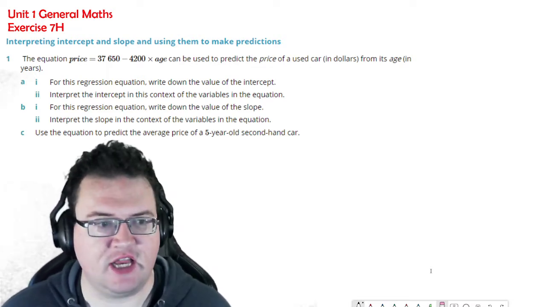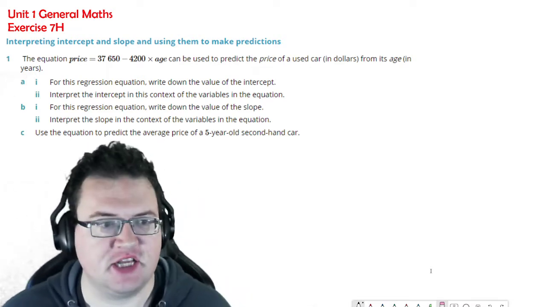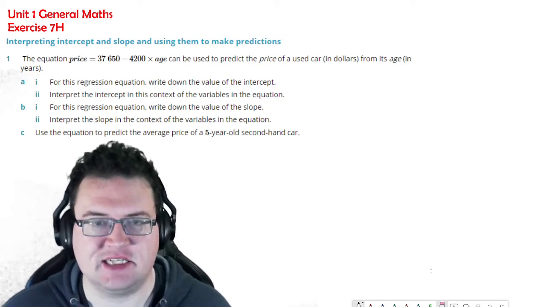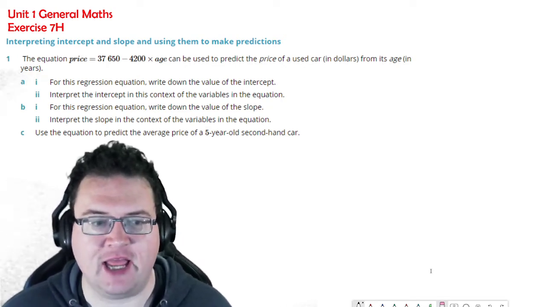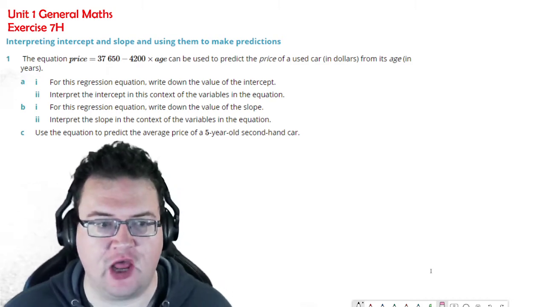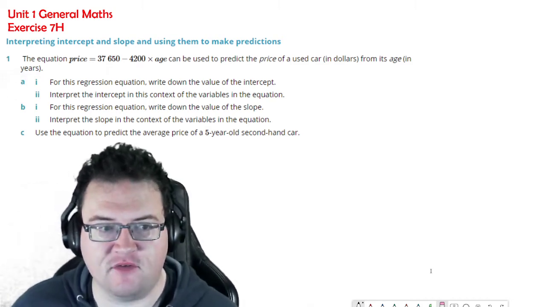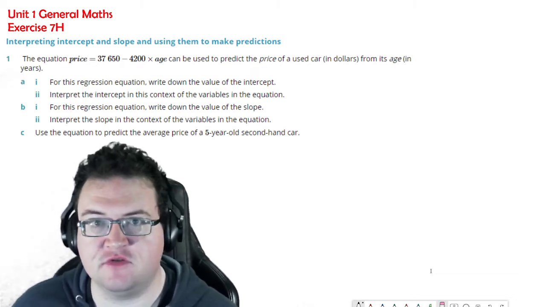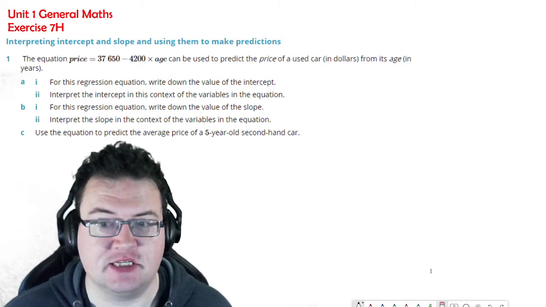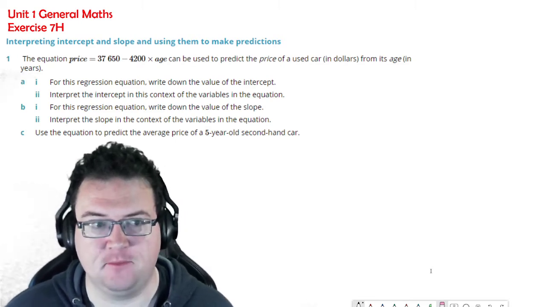And what we have today is exercise 7H from the textbook. What we are looking at is being able to understand our A and B values when we do a linear regression on our CAS calculator. So what I've got up at top there is a question from the textbook, and what we're going to do is walk through it so that we can understand what the question is asking.